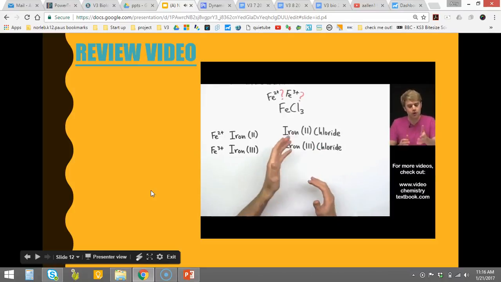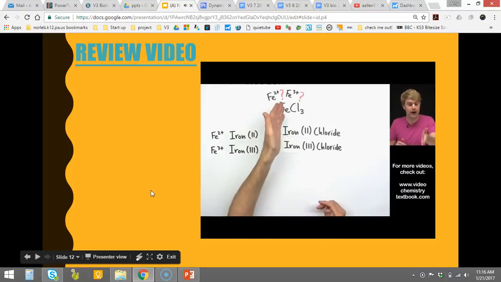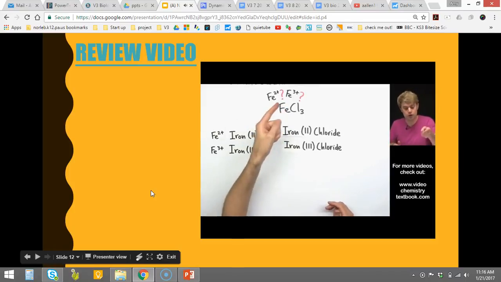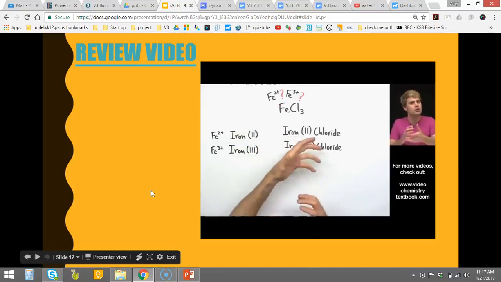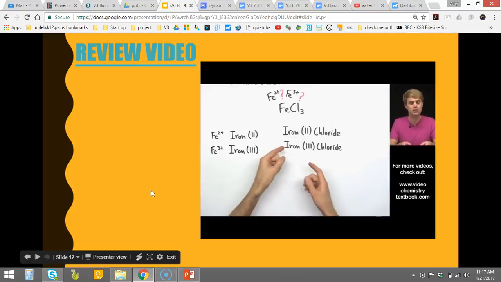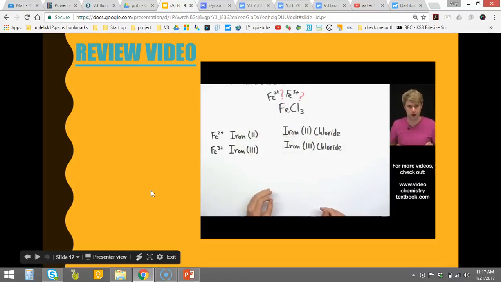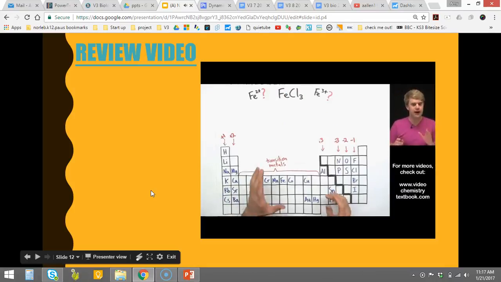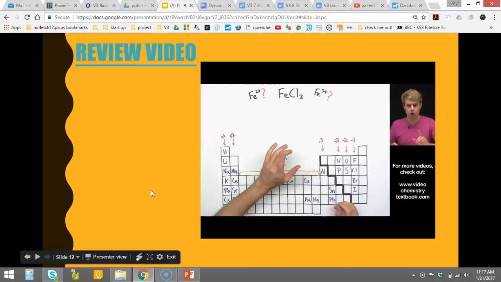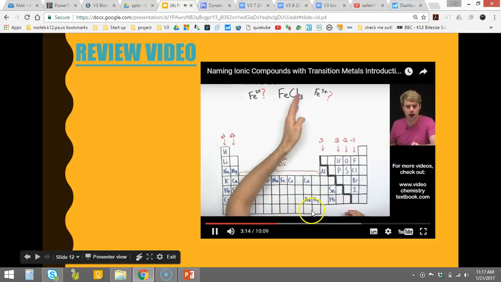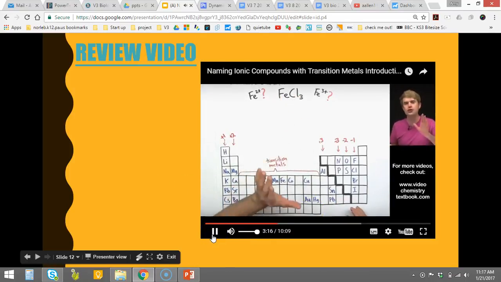So in order to figure out whether we're talking about iron (II) chloride or iron (III) chloride here, we've got to do a little bit of math and work backwards to figure out which of these two charges iron has in this particular compound. Let me show you how to do it. So to find the charge of a transition metal, we start by focusing on the ion with a charge that we do know, that's certain, that's not going to change.